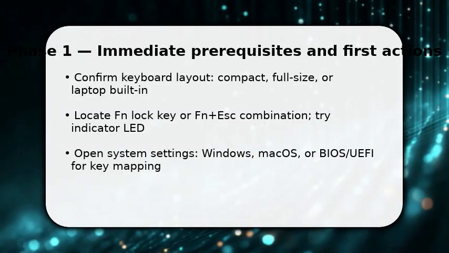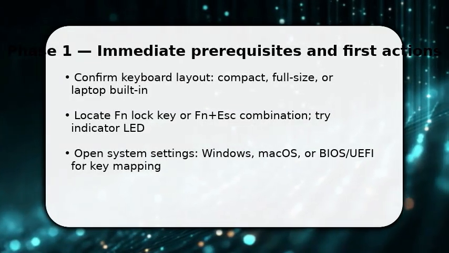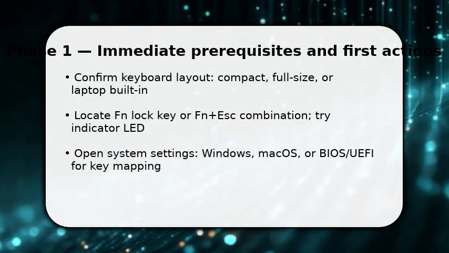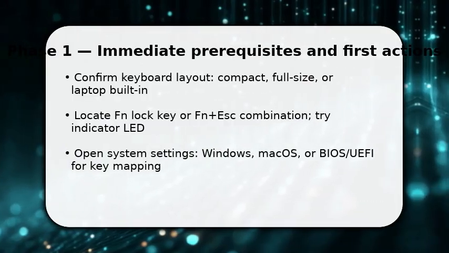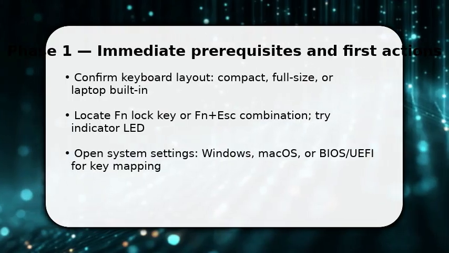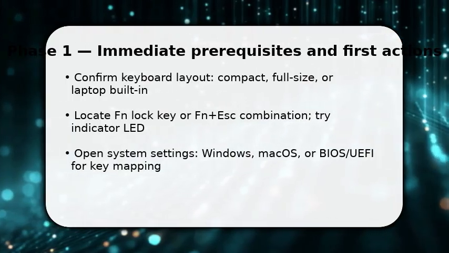You start by confirming hardware and software prerequisites. This gets you straight into action. Identify whether your keyboard is compact or laptop style, then find a physical FN lock key or the FN plus S combo. Press it once to toggle.